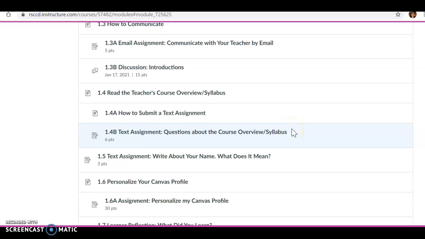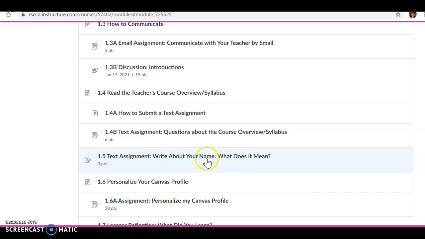Hello students, let me show you how to find and read your rubric from the assignments page or a discussion page. So first, from the assignments example, I have a text assignment here.